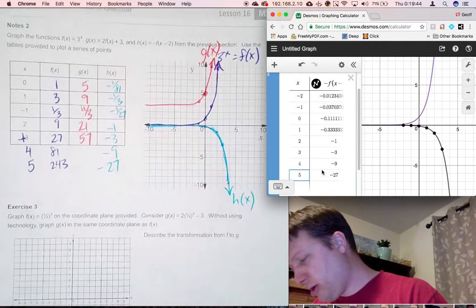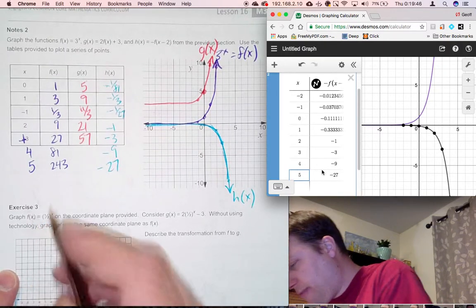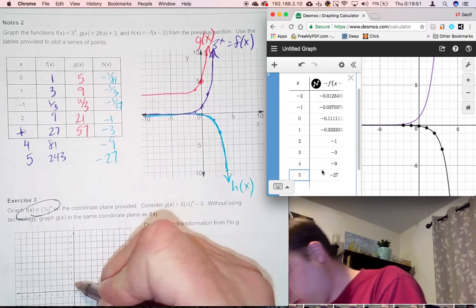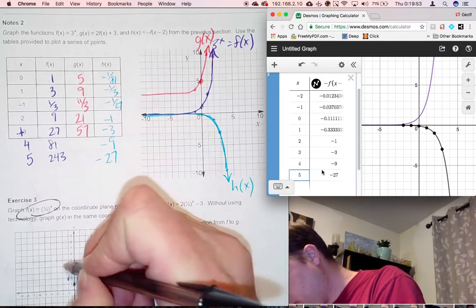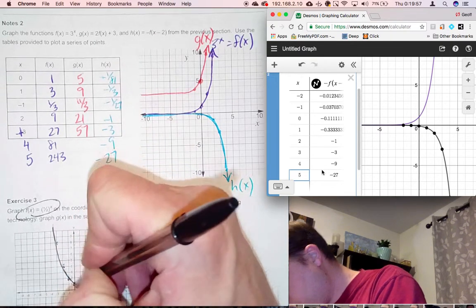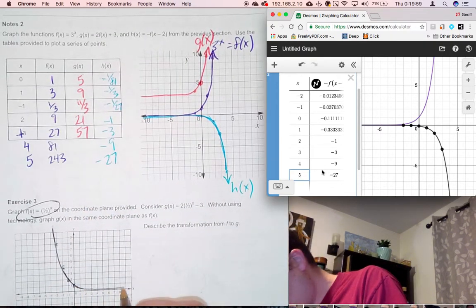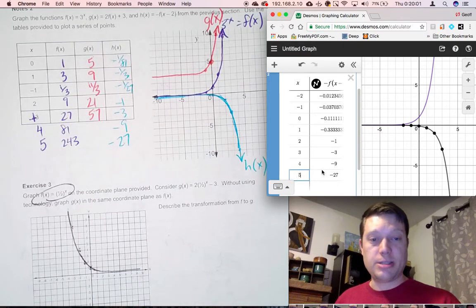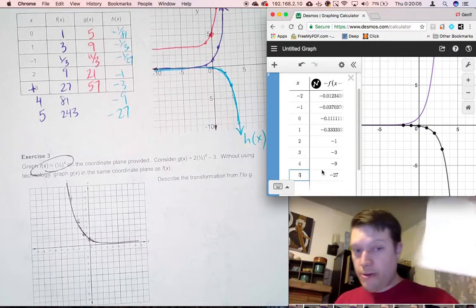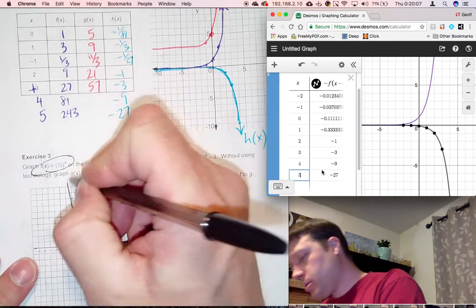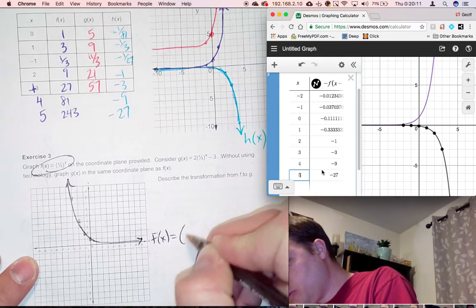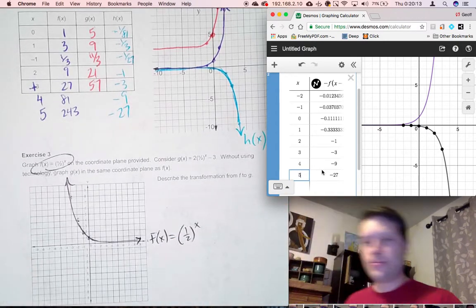Hang on a minute, here we go. So 1/2. 1/2 to the x power looks like this. How do I know? Practice. And no calculator needed. Reference previous work. Label f of x equals 1/2 to the x.